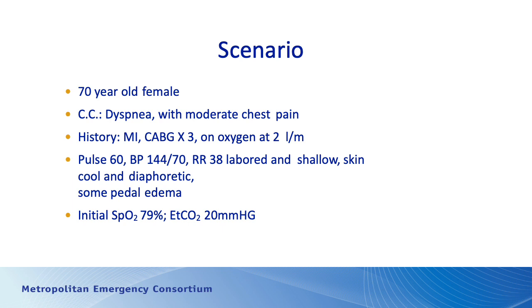We'll give you a quick scenario here. A 70-year-old patient with dyspnea and moderate chest pain. She has a history of MI and bypass surgery. She's on oxygen chronically. When you arrive, her pulse and blood pressure are okay. She's tachypneic. Her skin looks cool and diaphoretic, and she has edema. Her end tidal CO2 is low at 20, and her O2 saturation is low at 79.